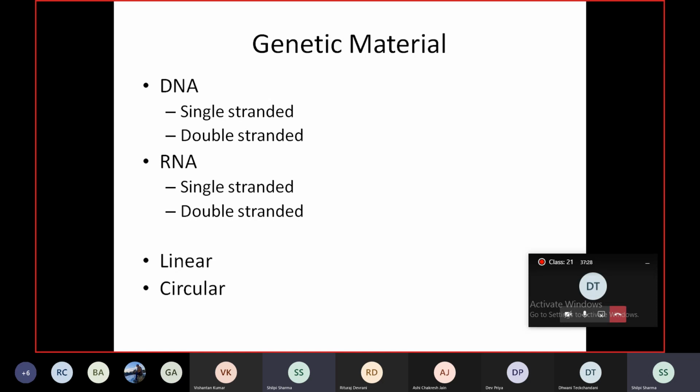Again, if the nucleic acid is RNA, then also there can be two configurations possible. If the genomic RNA is of the same sense as the mRNA, that is, it can directly synthesize protein, it's called a positive sense or plus sense genome. While if the nucleotide sequence is complementary to the mRNA, it's called a negative sense genome.